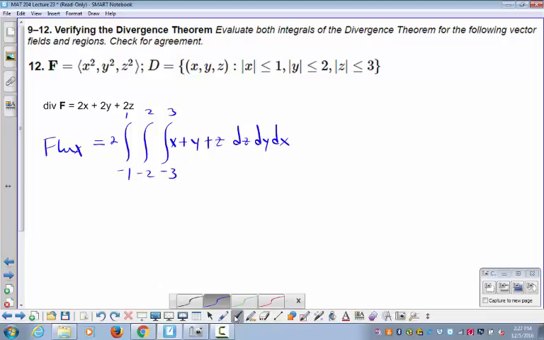So, integrate with respect to x. Okay, so integrate with respect to z. We're going to get xz plus yz plus z squared over 2, dy dx, from negative 3 to 3.